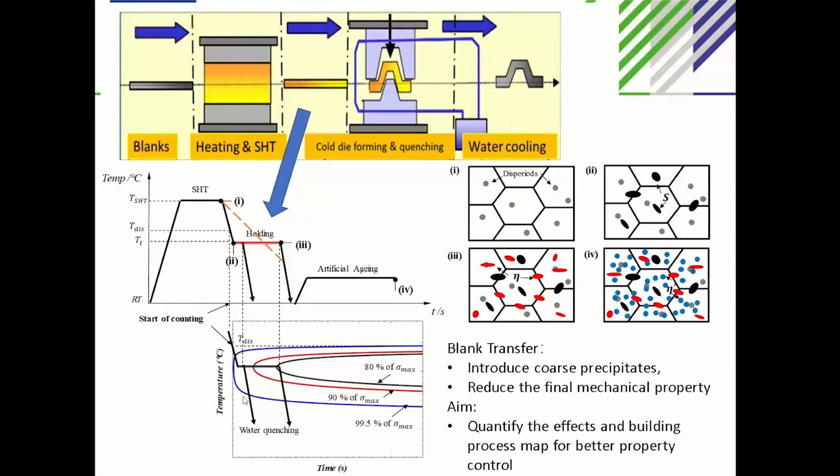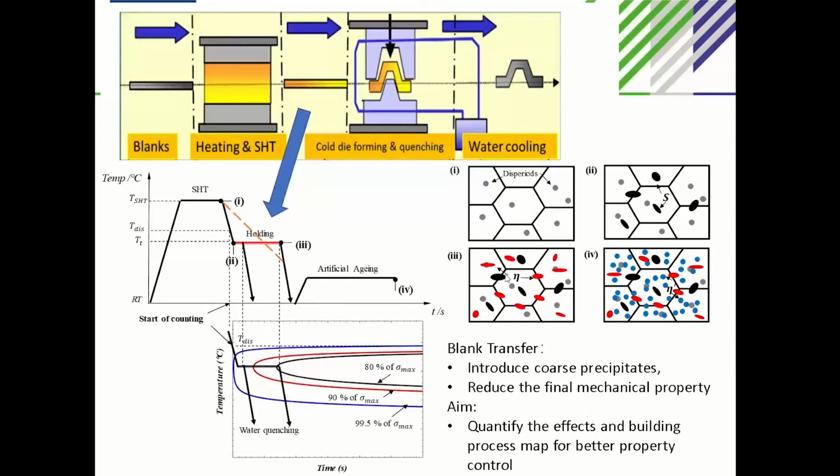For example, hold it for some time and the final mechanical property will be reduced to 99%, and then reduced to 90%, and then later to 80%, etc. So why does this happen? This is because of the formation of coarse precipitates due to the high temperature soaking process. So basically what happens if you look at stage 2 and stage 3, this is the schematic drawing of the microstructure, stage 2 and stage 3.